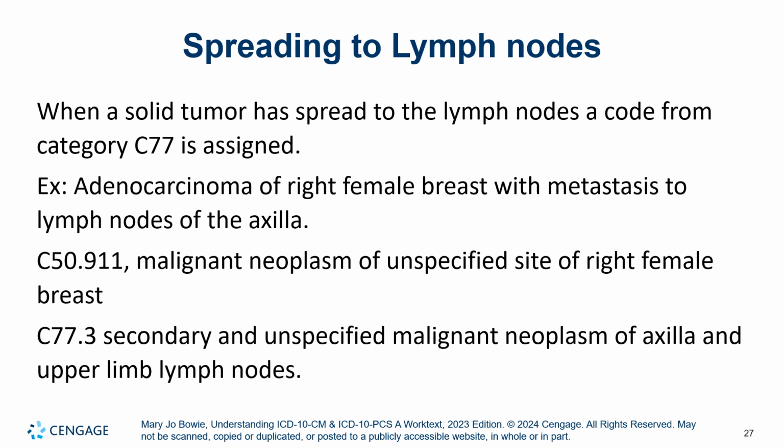When a solid tumor has spread to the lymph nodes, a code from category C77 is assigned. So, adenocarcinoma of right female breast with metastasis to lymph nodes of the axilla, you would code the C50.911 for your neoplasm of the right female breast, and then C77.3 for your secondary neoplasm of the axilla and upper lymph nodes.